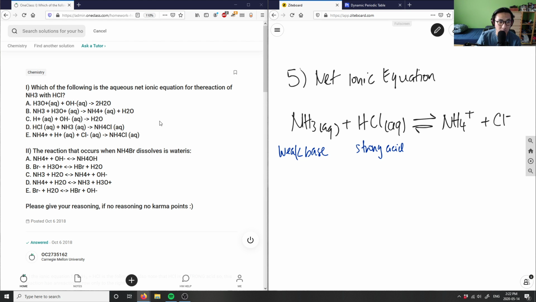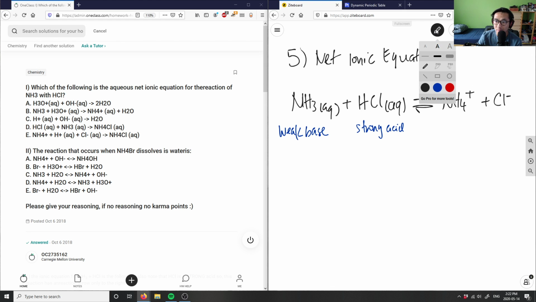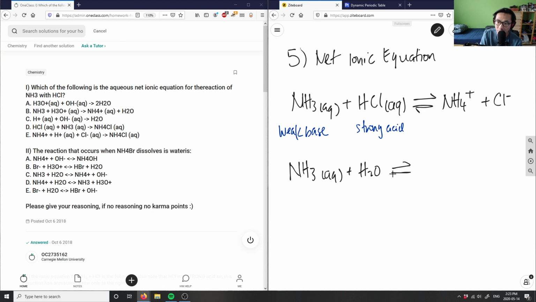So I can also look at these guys here, and I can also dissociate them, right? These guys can also react with water, so let me write those down here as well. So NH3 (aq) I can react with water, and water in this case would behave as an acid. So I get NH4 plus and OH minus.